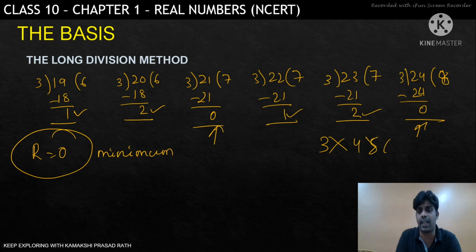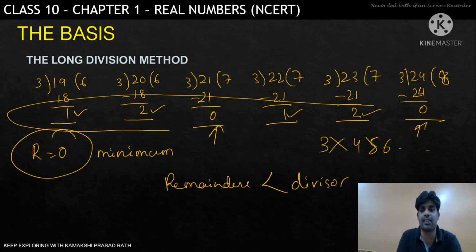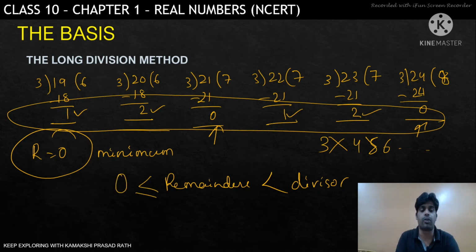Like 4, 5, 6, like this we are never getting. That means the remainder that we get is always less than the divisor. As you can see here, everything is less than the divisor. Our divisor is 3, so the remainder is less than the divisor and greater than or equal to 0. So the remainder lies between 0 and the divisor.